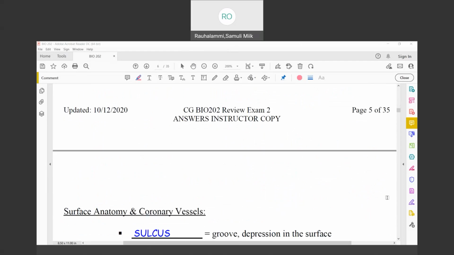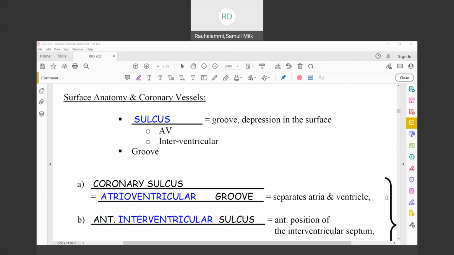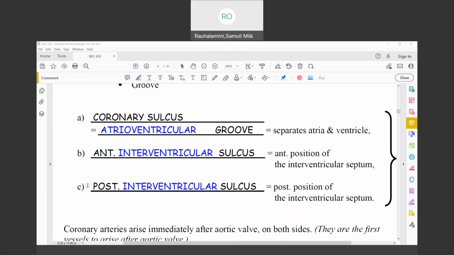So let's have a look at what else we want to highlight. We're going to look at the surface anatomy of the heart. Remember, just like with the brain, where we had sulci, these were depressions on the surface of the heart, grooves. And there were three that I wanted to discuss in particular. Let's go through these together.